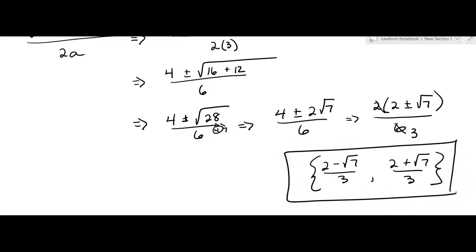Now, they don't always have this much simplifying. Sometimes they're done right at this step because it's a prime number or something, but it just depends on what they give you.